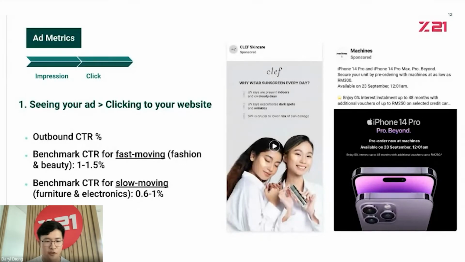Okay, and for a slower-moving category, maybe furniture or electronics, we can accept slightly lower, like 0.6 to 1%. But if you are doing anywhere less than 0.5%, this is actually quite a red flag. Okay, why is this important?